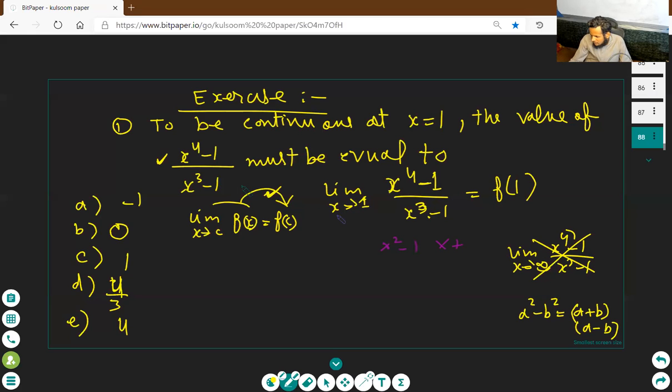x square plus 1. Okay. And you also remember this formula: a cube minus b cube is equal to a minus b into a square plus ab plus b square. Remember all these formulas. Yeah, I know it. Okay, good.